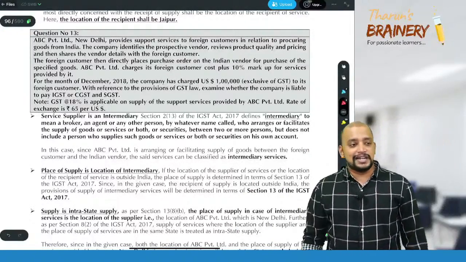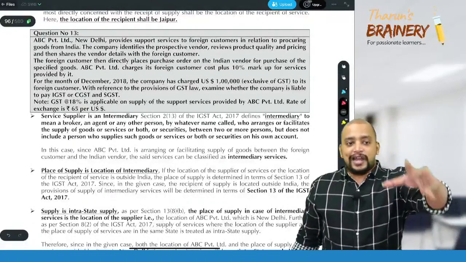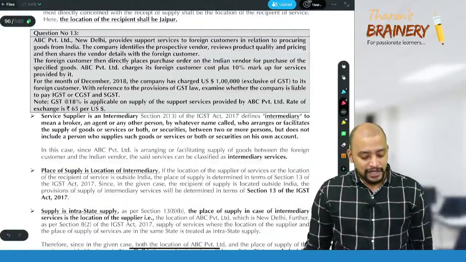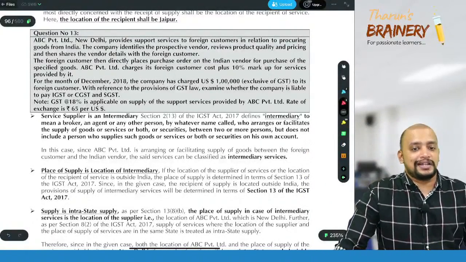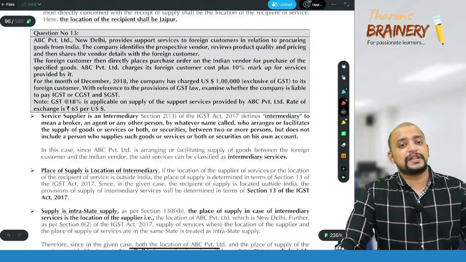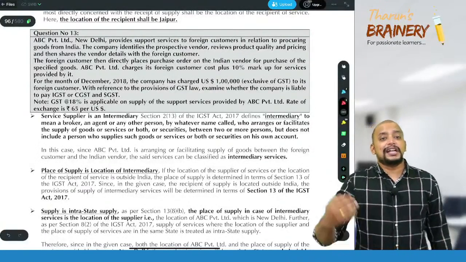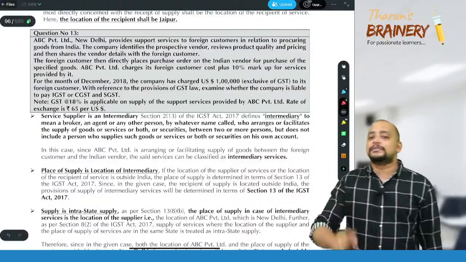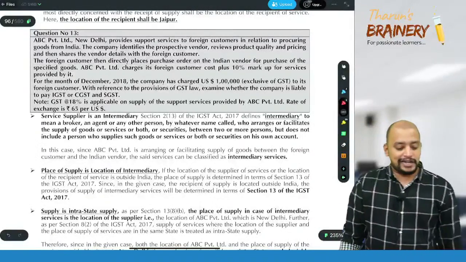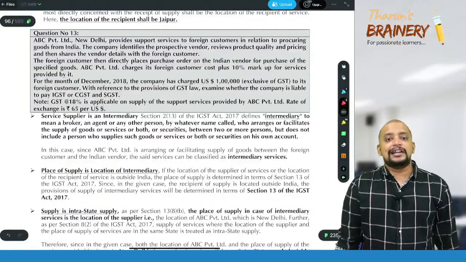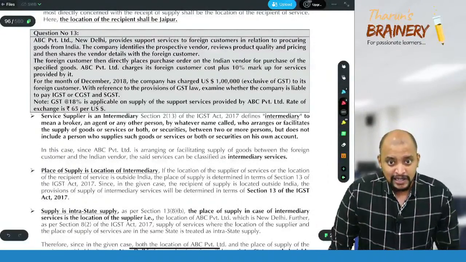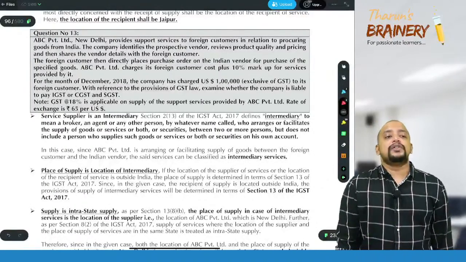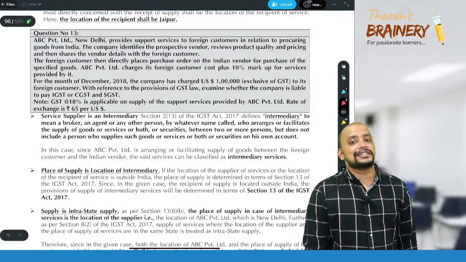In case of intermediary services, the supplier is located in India, the recipient is located outside India. Now, he receives a commission. What will be taken as the place of supply in that case? Location of supplier. So we need to determine it under section 13. As per section 13, the place of supply will be the location of supplier for intermediary services. So here the supplier is located in India. Therefore, it will be the location of supplier, that is New Delhi. Place of supply also New Delhi, and it will be intrastate supply chargeable to CGST, SGST only.